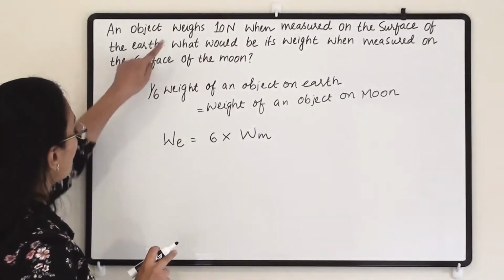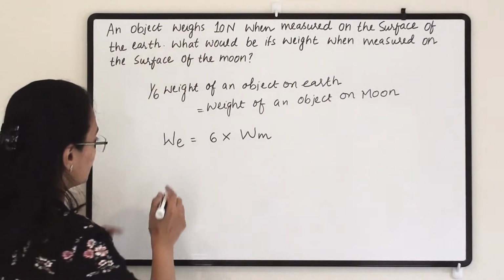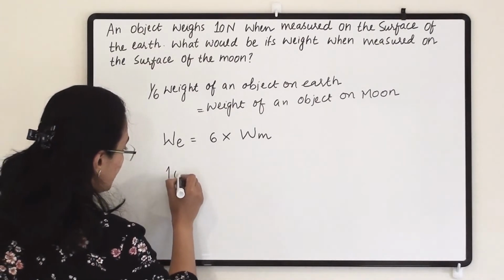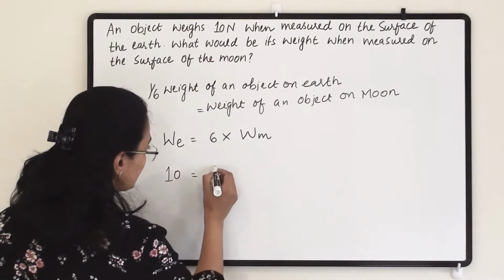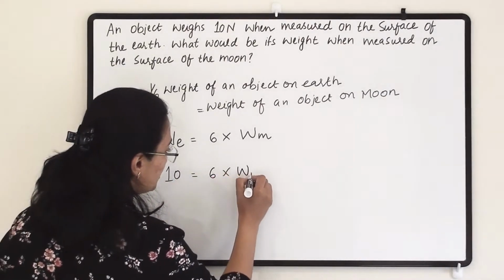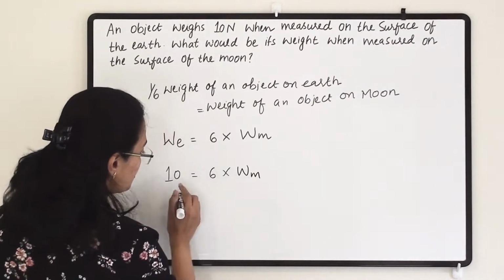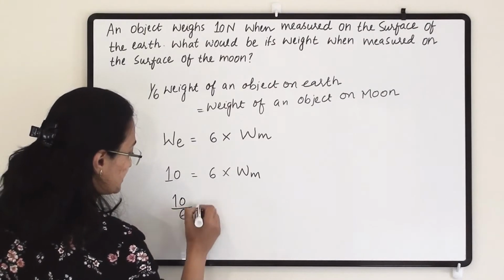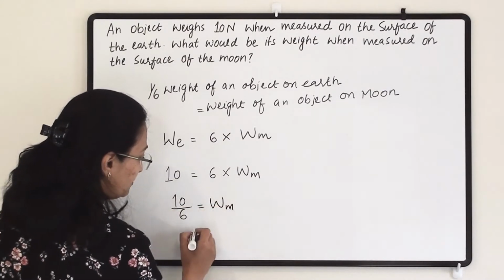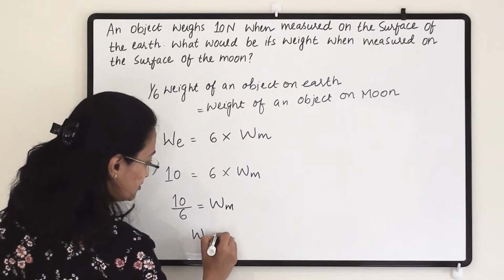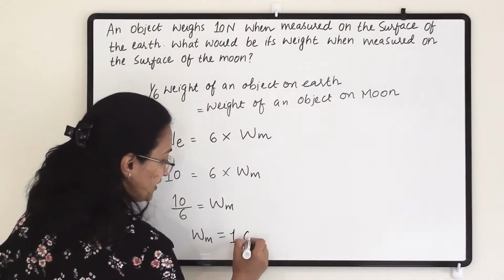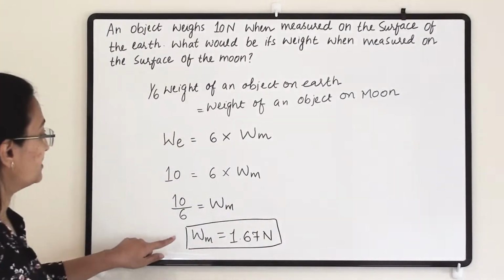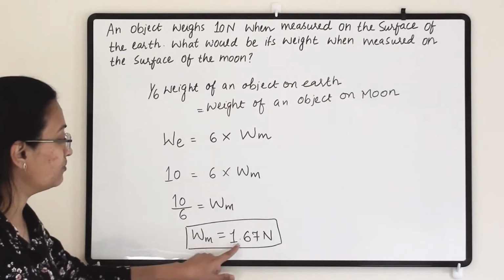So we know that the object weighs 10 Newton on the earth. So the object's weight is 10 Newton on the earth, whereas here it is 6 into Wm, the weight on the moon. So 6 will go to the denominator. Here 10 divided by 6 equals Wm. So we will get Wm, the weight of an object on the moon, equals 1.67 Newton.